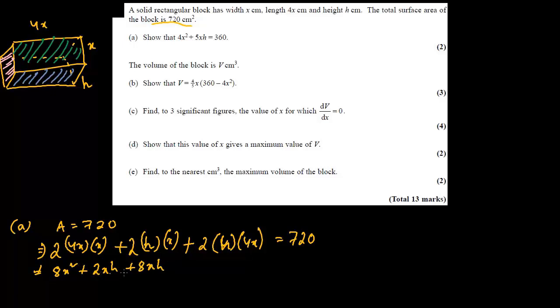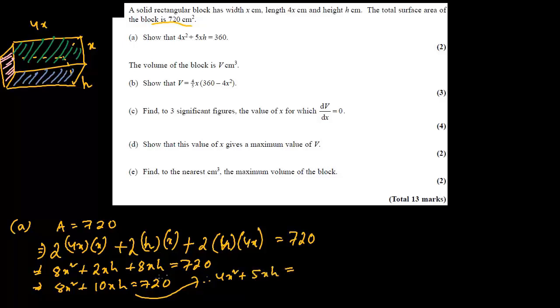It's a good idea to write in alphabetical order, but since they wrote xh, I'm also writing xh, equals 720. So what we can do over here is 8x squared plus we can add 8 plus 2, 10xh equals 720, and we can divide by 2. So that turns out to be 8 divided by 2 is 4x squared plus 10 divided by 2 is 5xh equals 720 divided by 2 is 360, and we have proved the expression. Even if you hadn't, you can take this answer and do the next one. It doesn't really matter even if you cannot do the first one.